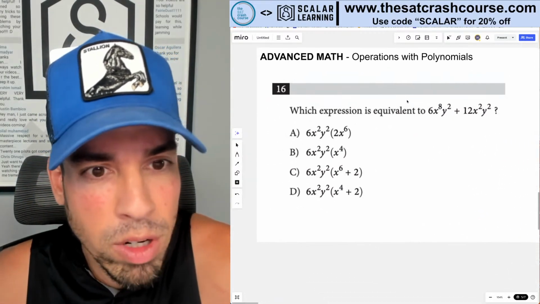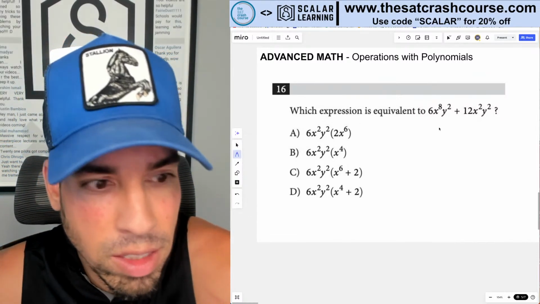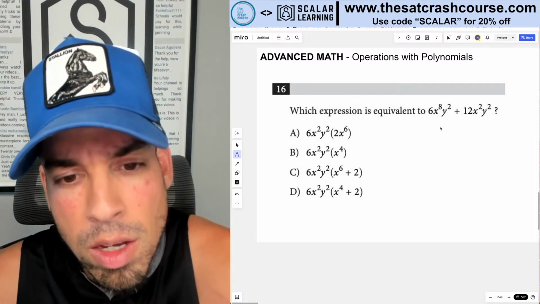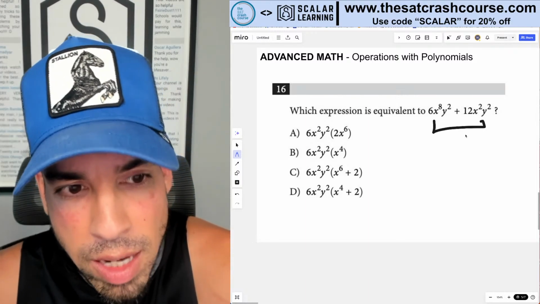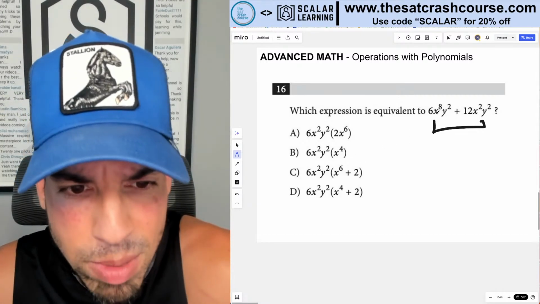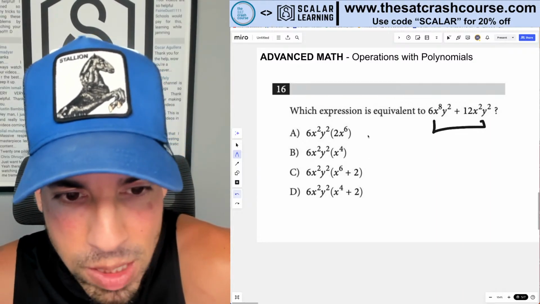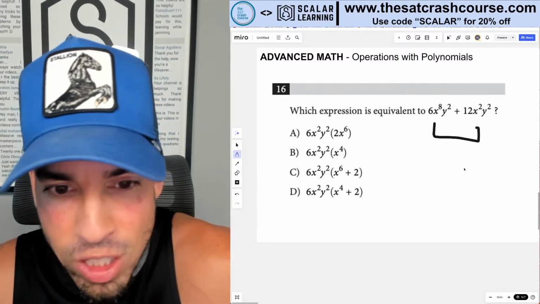Okay. Now we're into operations with polynomials. Sometimes you'll multiply, sometimes you'll add. This is just a straight addition question, okay? Now, can we add these together? That's the first question. And the answer is we cannot, because the exponents are different for the x's. The y's are the same, but the x's are different, which means they are not like terms. So we cannot actually add these together.